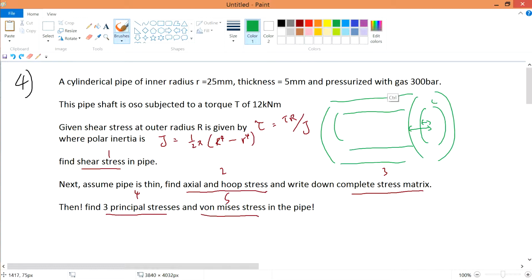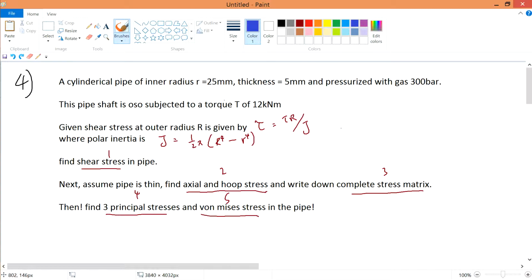It's pressurized with gas. So this cylindrical pipe is pressurized from within itself by a gas. So we can say that it's P_i, the interior pressure, and we assume that the exterior pressure is equal to 0. This is always the case, and it's a very powerful assumption that we should know.